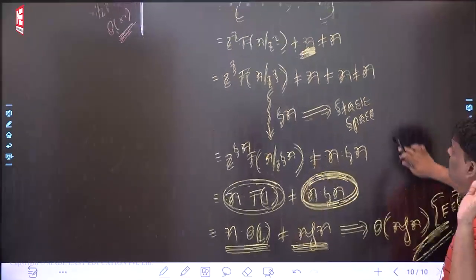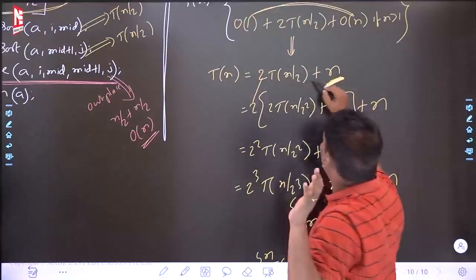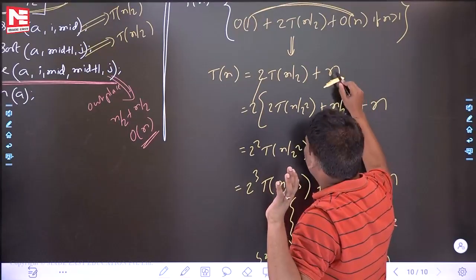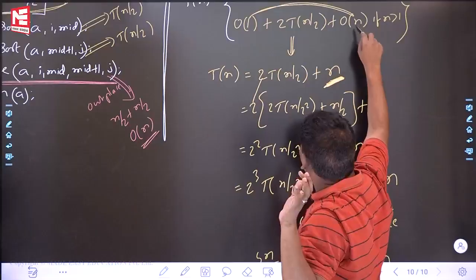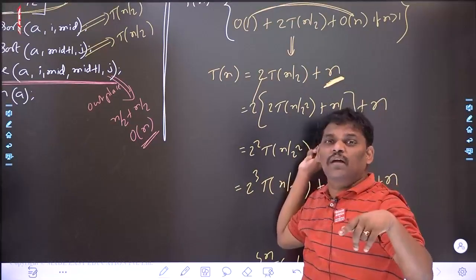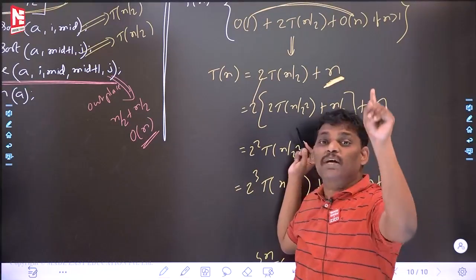Recurrence for time complexity: 2T(n/2) plus n. Why this n? It is the amount of time required for both divide and combine. Divide is constant, but combine is n. This is the first time that divide and combine time becomes n.